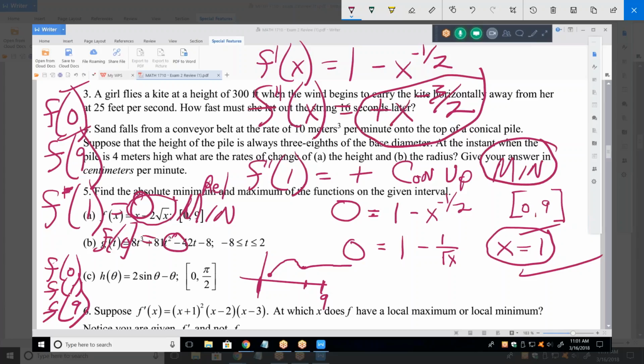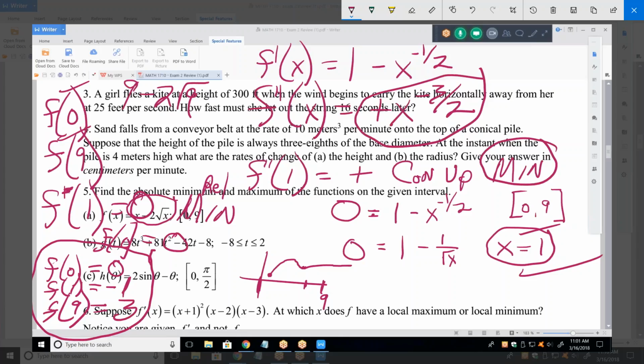Okay, we just figured out that f of 0 is 0. I just did the math on f of 1, and that is minus 1. And f of 9 would be 9 minus 2 square root of 9, 9 minus 6, so that's 3. So those are our key numbers that we figured out with all of this math. First derivative, second derivative, it came back to these three.